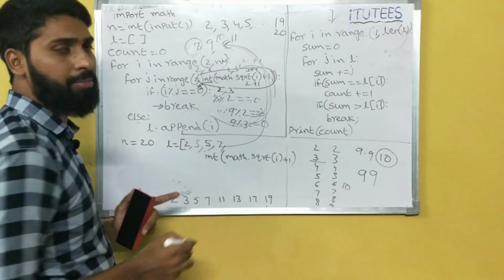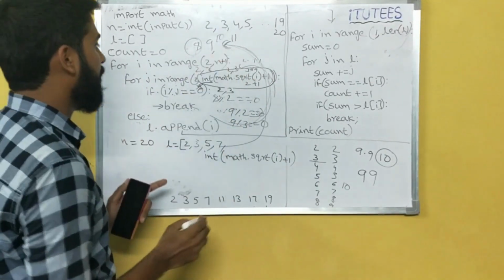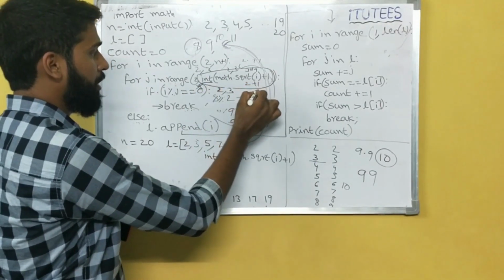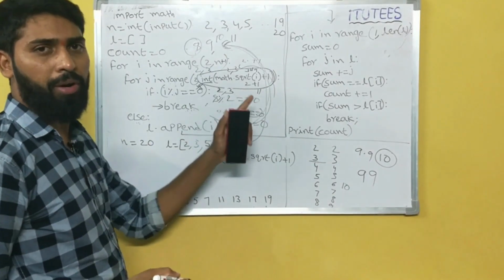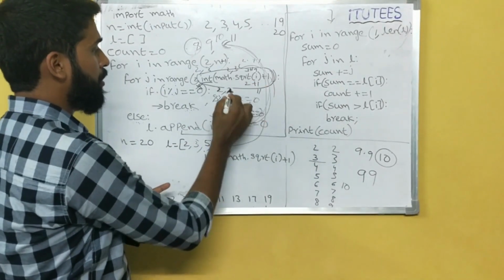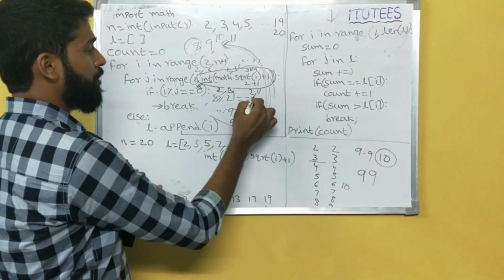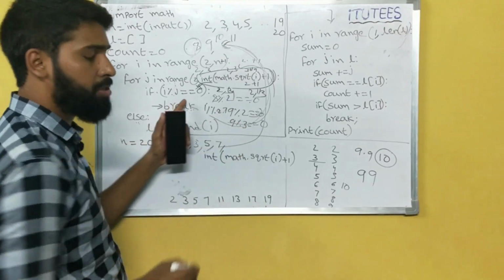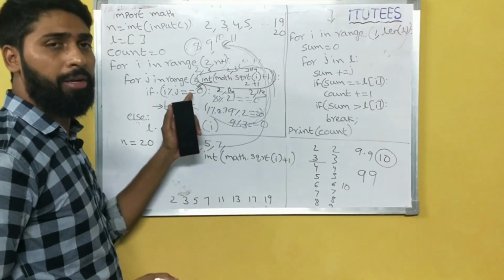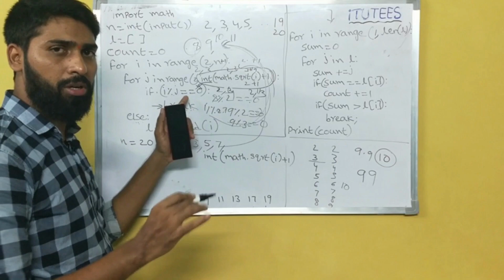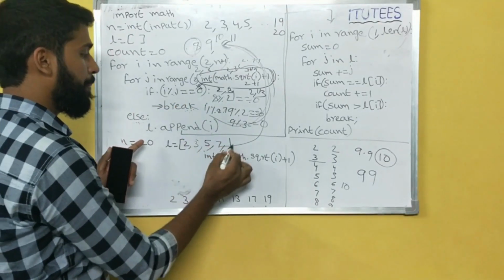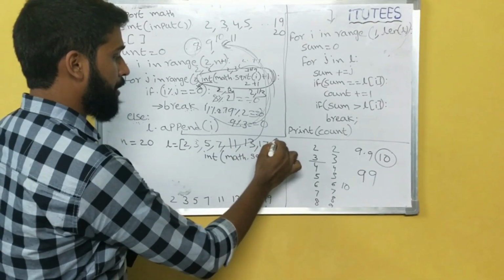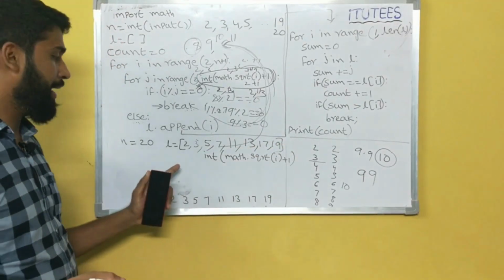Next i becomes 11. At the time of 11 we can see int of math.sqrt(11). What is the square root of 11? 3 point something. So 3 plus 1 means 4, 2 comma 4, that means range of 2, 3. You can check 11 percent 2 equals 0? No. 11 percent 3 equals 0? No. So we go to the else block and append. In this way all the prime numbers are added to the list L.